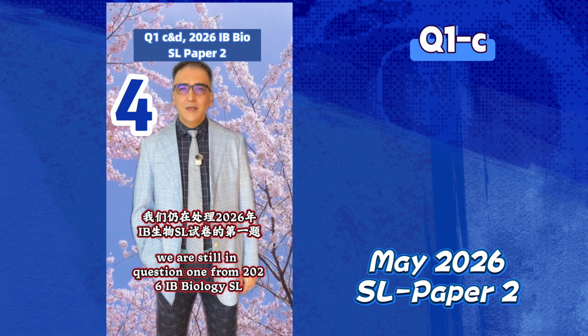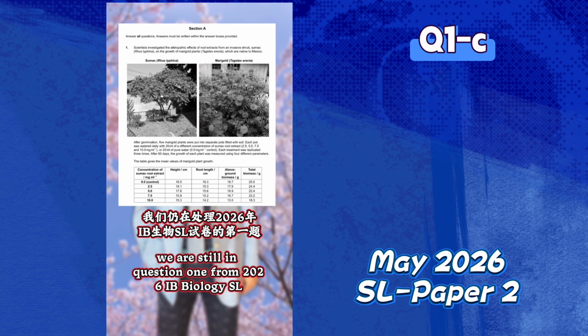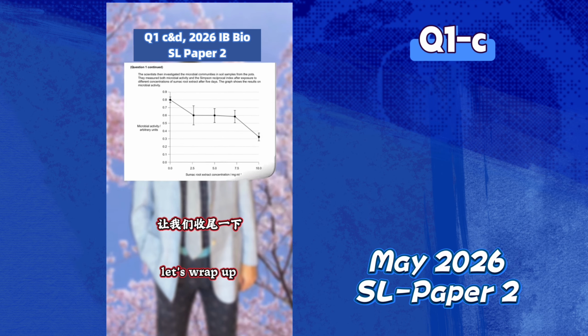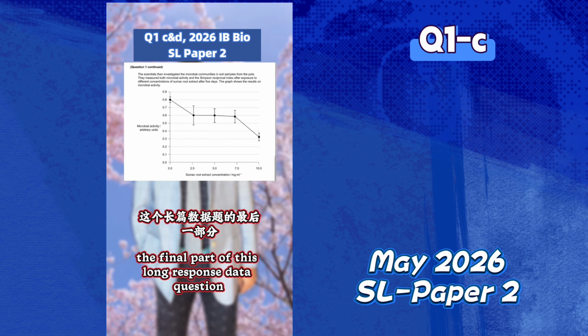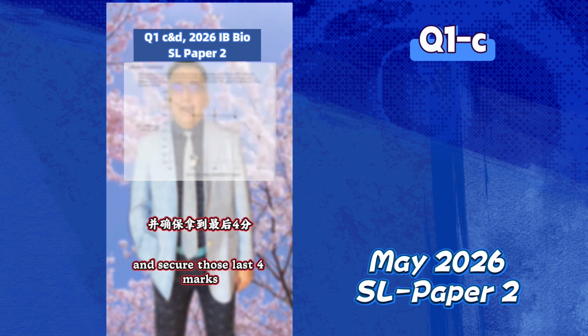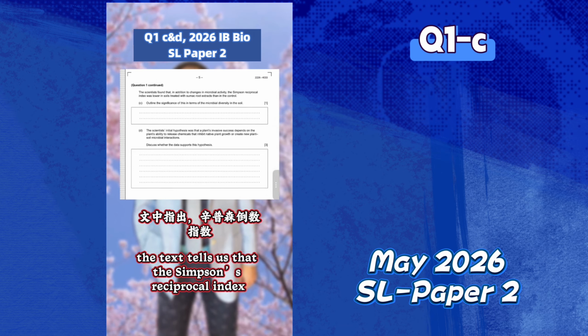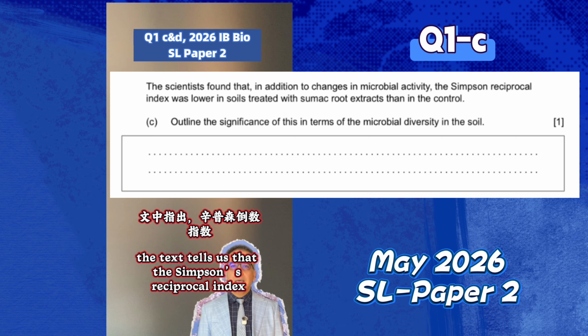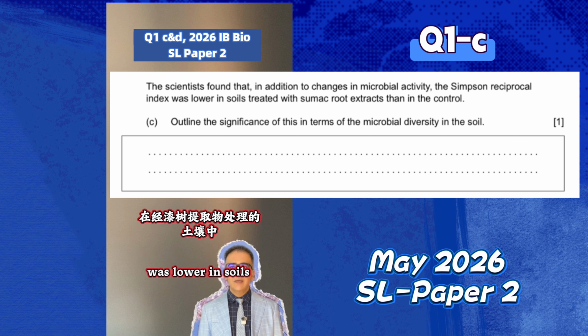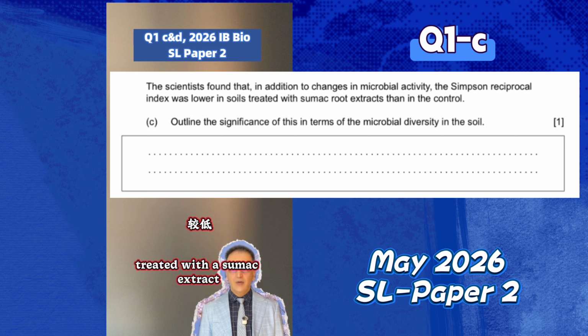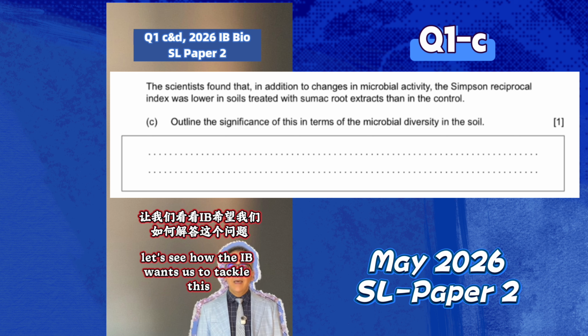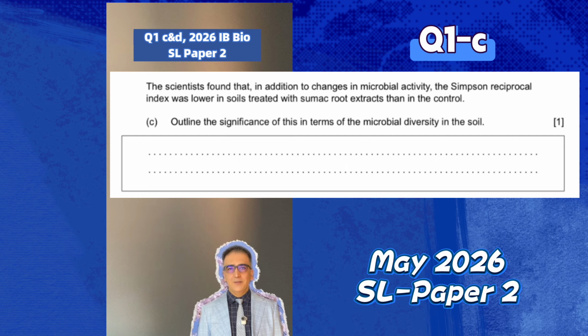Hey guys, we are still in question 1 from 2026 IB Biology SL. Let's wrap up the final part of this long response data question and secure those last 4 marks. The text tells us that the Simpson's reciprocal index was lower in soils treated with the sumac extract. Let's see how the IB wants us to tackle this.